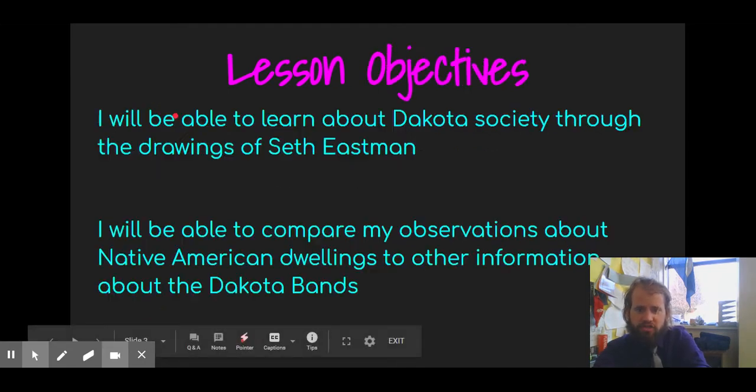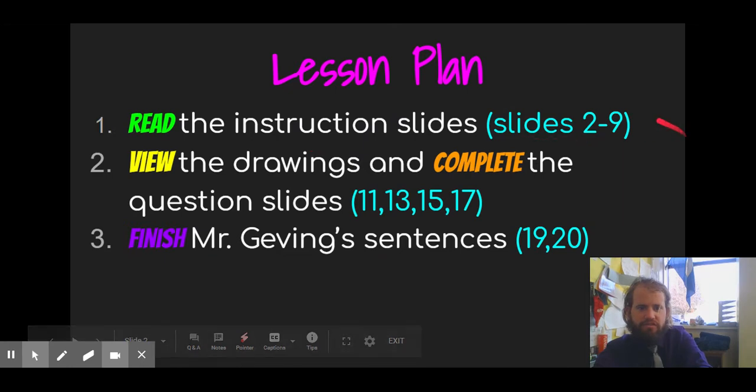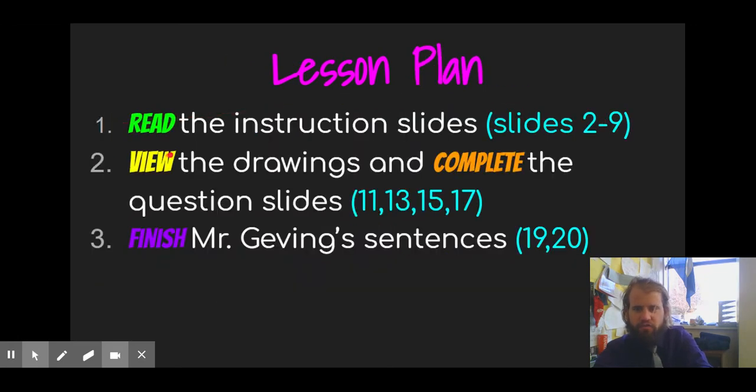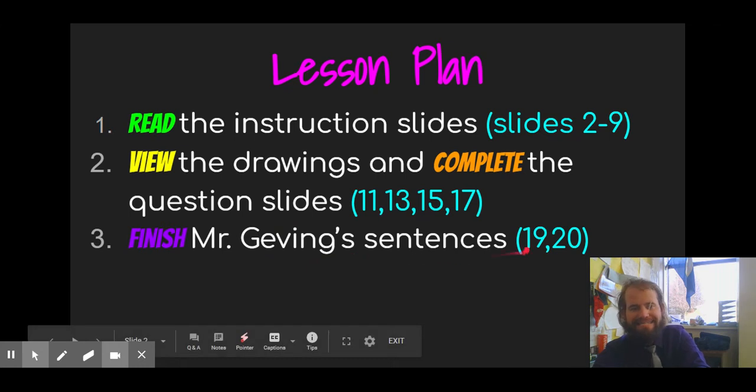We'll read through the instructional slides and we'll see that those are slides 2 through 9. We've got 7 slides to check out before we begin our activity. We will then view the drawings and we'll complete the question slides. There are 1, 2, 3, 4 question slides we are going to look at. They are all the same question. And then you'll help me to finish my sentences. I have 2 sentences on slides 19 and 20 to help me out. Let's check out some of our instructions and learn what we are to do.